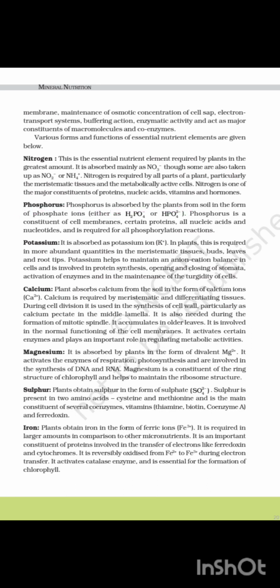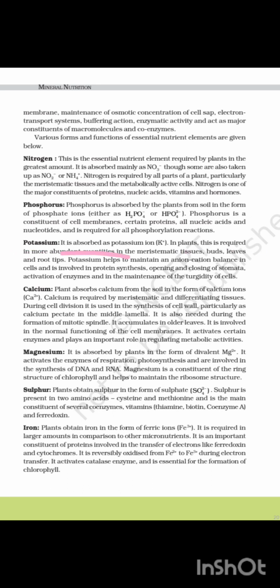Phosphorus. Phosphorus is absorbed by the plants from soil in the form of phosphate ions, either as H2PO4 minus or HPO4 2 minus. Phosphorus is a constituent of cell membrane, certain proteins, all nucleic acids and nucleotides, and is required for the phosphorylation reaction. Potassium. It is absorbed as potassium ion in plants.